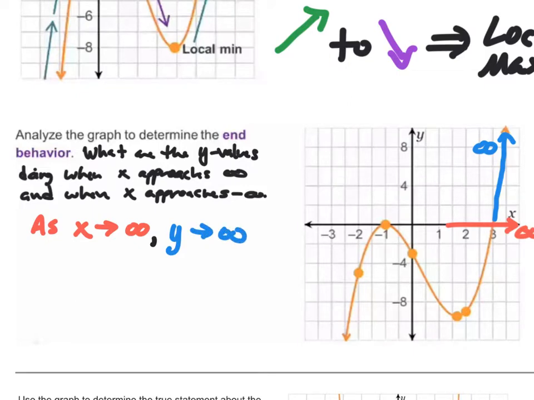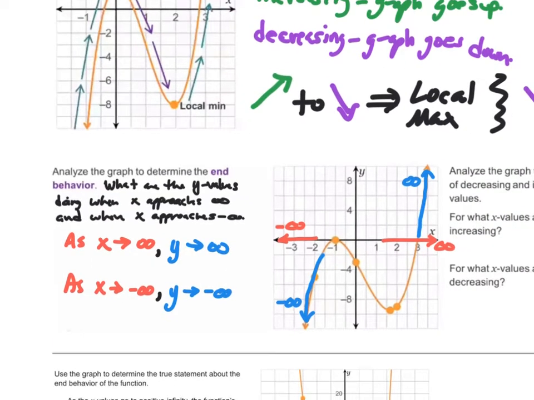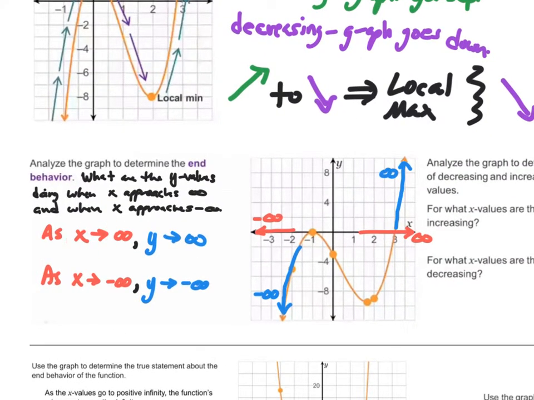And then, as x approaches negative infinity, what are the y values doing? Are the y values going up or are they going down? And in this case, they're going down. They're going to negative infinity. So we can then say as x approaches negative infinity, the y values are approaching negative infinity as well. But this is how we write that: as x goes to infinity, what are the y values doing? And we call that end behavior.